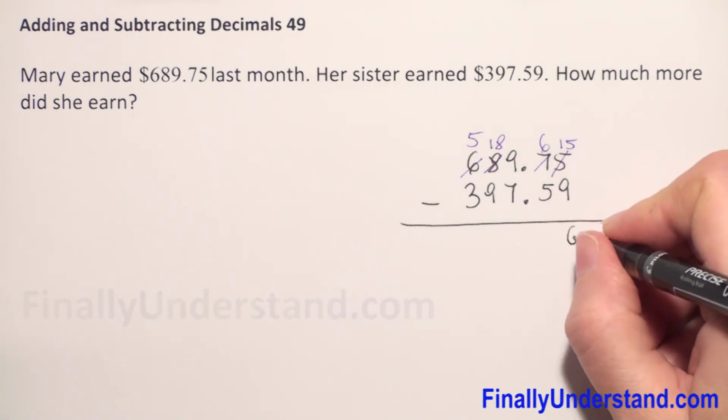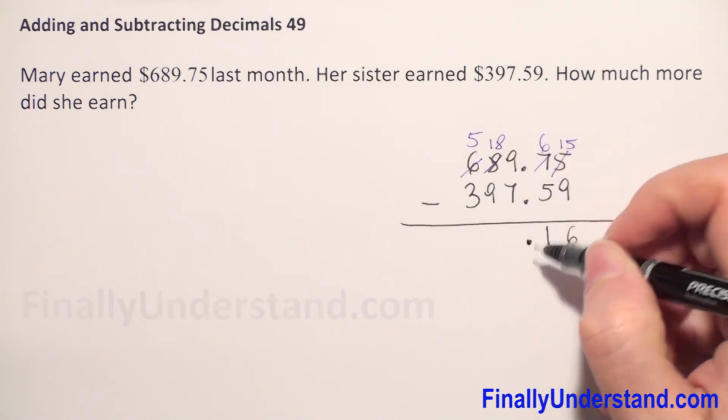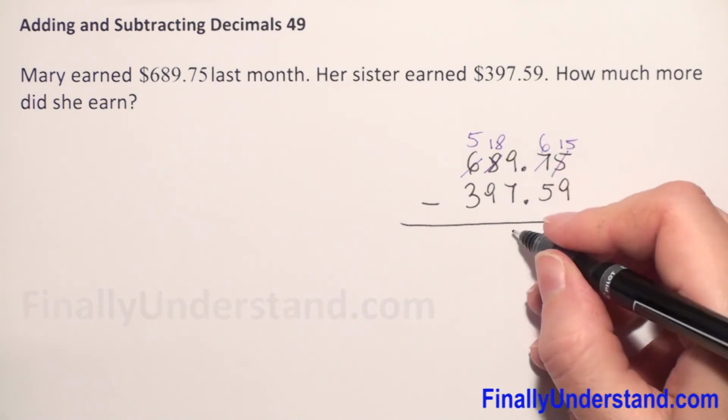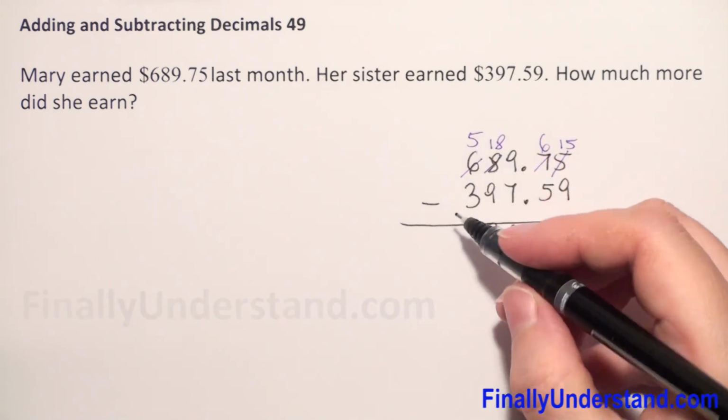15 minus 9 is 6. 6 minus 5 is 1. We copy the decimal point in the same column. 9 minus 7 is 2. 18 minus 9 is 9. 5 minus 3 is 2.